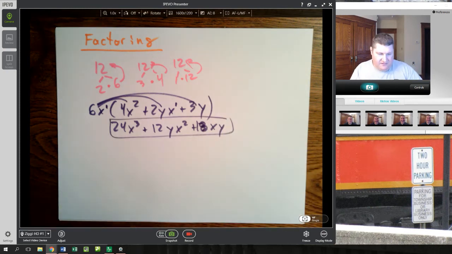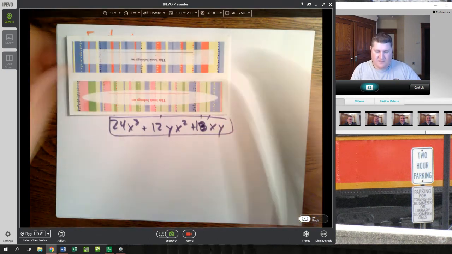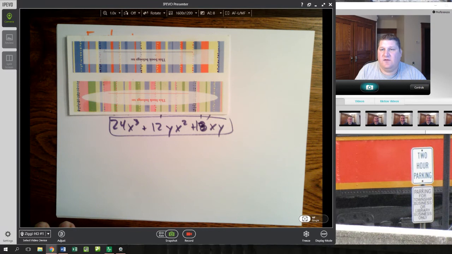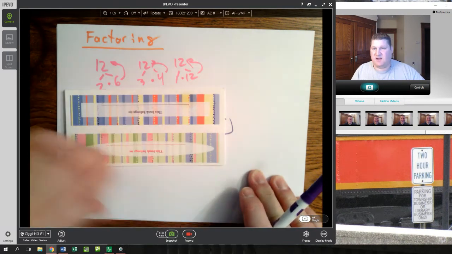So I gave it away and put it together. But let's say I don't want to do that. Let's say instead of being given this and I'm supposed to give it away, I'm given this, and it says factor. Break it up. What times what made this?